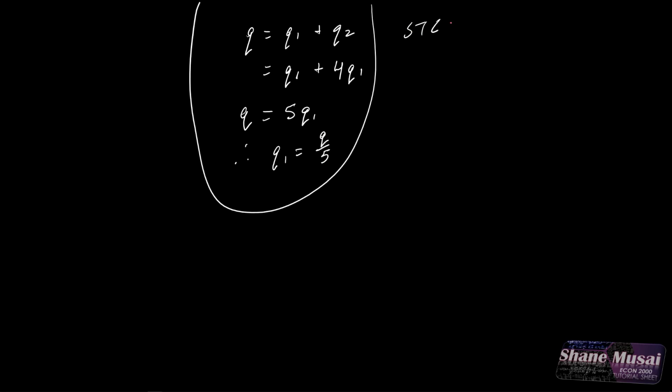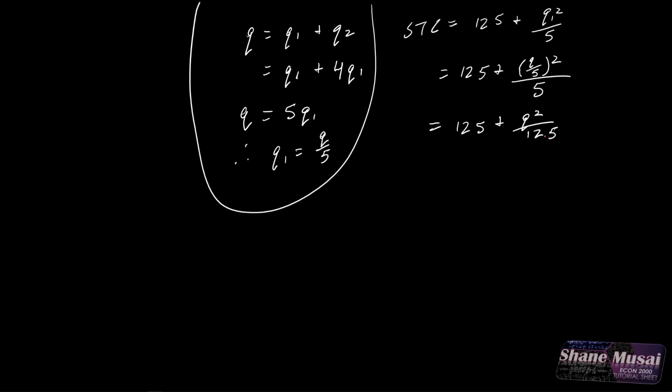Our short run total cost, which we just calculated to be 125 plus Q1 squared over 5, is now equal to 125 plus (Q over 5) squared divided by 5, because remember we said Q1 is equal to Q over 5. Therefore this is equal to 125 plus Q squared divided by 125. Now let's calculate the average cost.